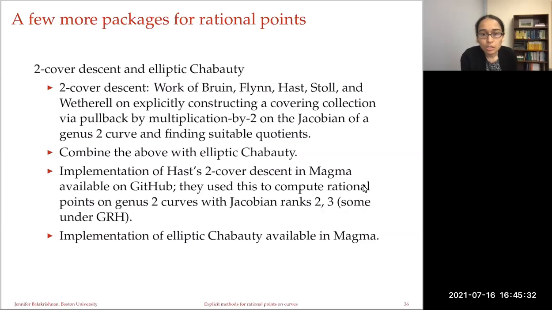And they use this to compute rational points on some genus 2 curves with Jacobian ranks 2 and 3, in some cases under the assumption of GRH. And an implementation of elliptic Chabauty, this restriction of scalars idea, if you map down to an elliptic curve over a number field, is available natively in Magma.